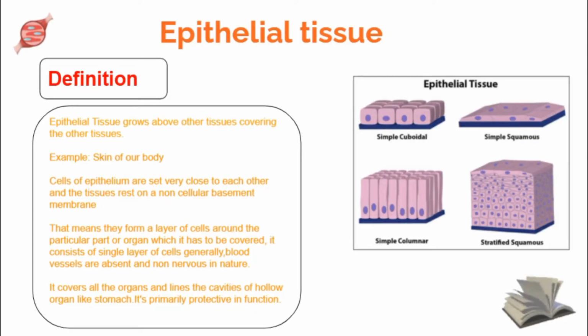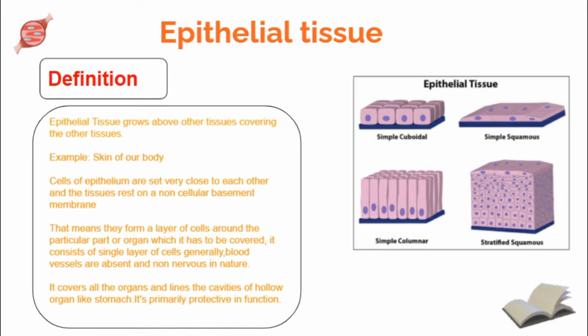Now, following this chart, let me start with the first type of tissue, that is the epithelial tissue. In my chart, it has been shown that it is the first tissue of an animal's body. Epithelial tissue means it grows just above other tissue. It covers other tissues. So we can say that the skin of our body is an example of epithelial tissue.